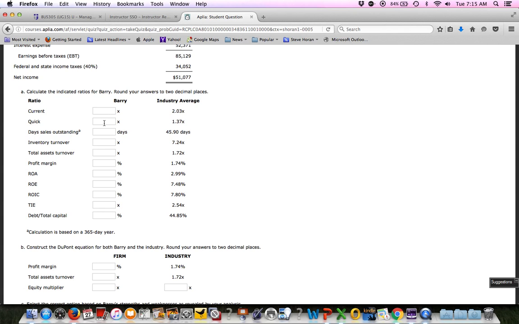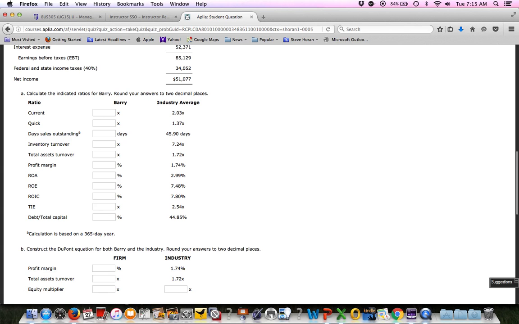The only thing we take out of current assets is inventory. Days sales outstanding is accounts receivable divided by average daily sales. And the average daily sales is based on a 365-day year, so you take your sales number and divide it by 365. Your inventory turnover ratio is sales divided by inventories. Total asset turnover is sales divided by total assets. Your profit margin is net income divided by sales. ROA is return on assets, that is net income divided by total assets. ROE is return on equity, that is your net income divided by common equity.